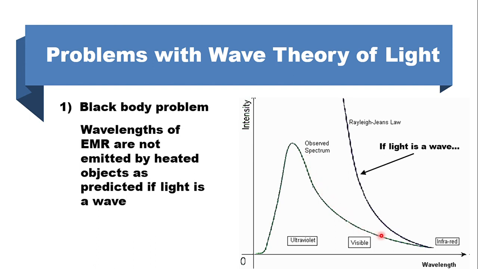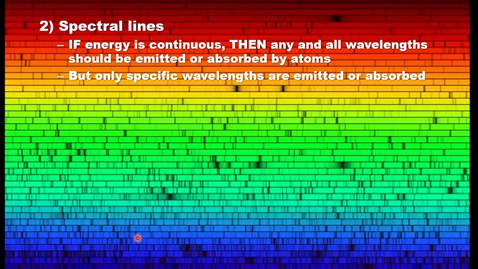It forms what's called a bell curve because it's shaped like a bell. That's very different from what the wave theory of light predicted. So the first problem was that the wavelengths of electromagnetic radiation simply were not observed to be emitted by heating objects as was predicted by the wave theory of light. The second problem is something that we've already met.